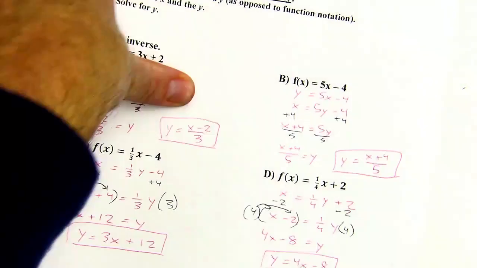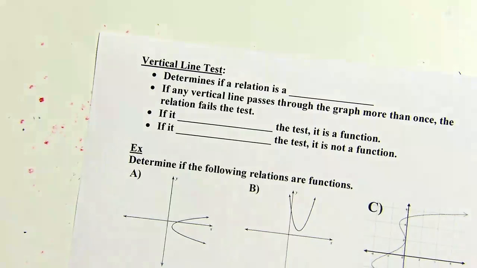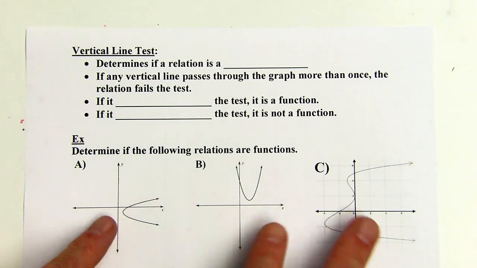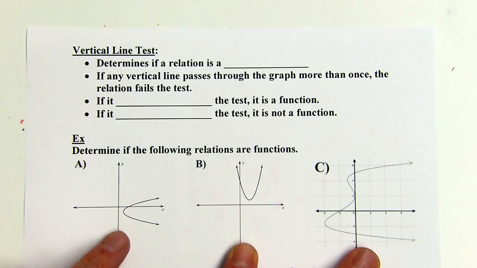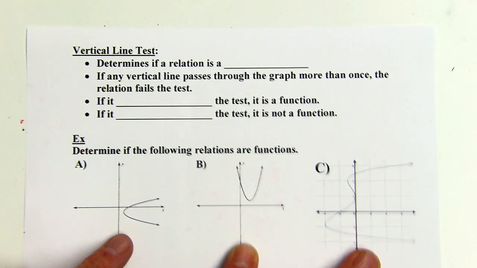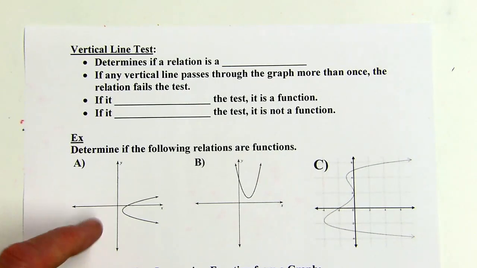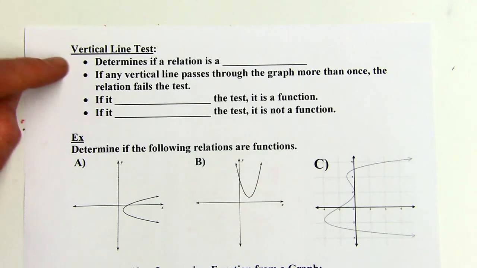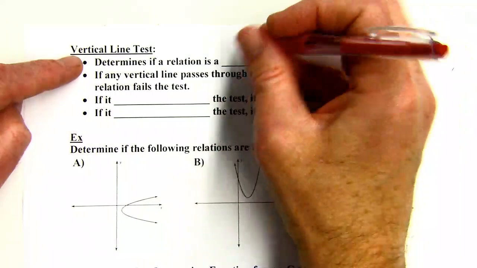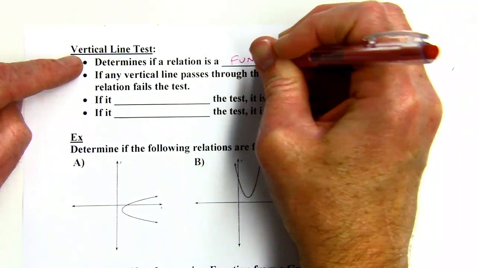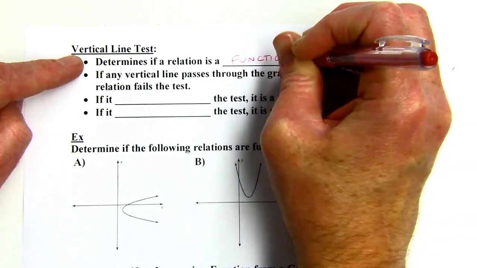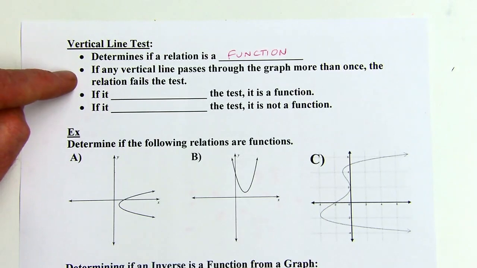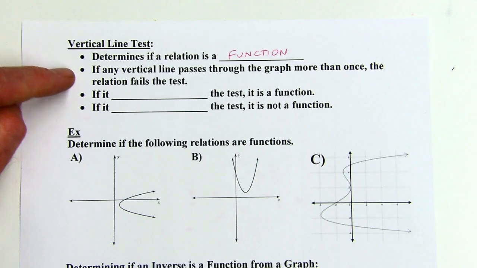Okay, on the next page, let's look at something called the vertical line test. So you might see problems where you have a graph and you're supposed to say if it's a function or not. And here's where the vertical line test is going to come in really handy, because this is going to determine if a relation is a function. Okay, and here's how it works. If any vertical line passes through the graph more than once, the relation fails the test.